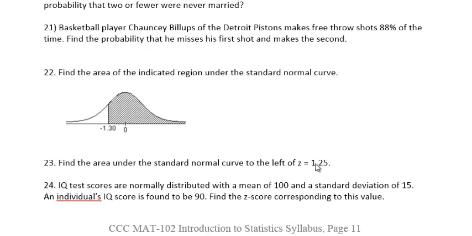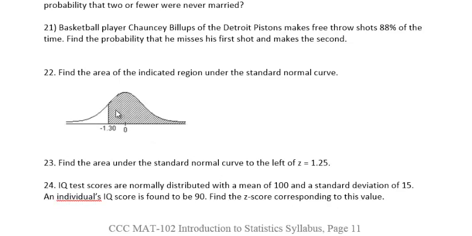If they wanted to the right, let's say they wanted to the right of 1.25, well, that is 1 minus 0.8944, which is a little over 10%, about 10.56%. The reason is to the right, they want everything above 1.25 standard deviations above the mean. Here they want everything to the left, everything below 1.25 standard deviations above the mean.